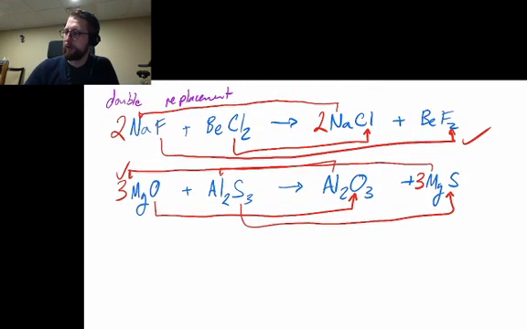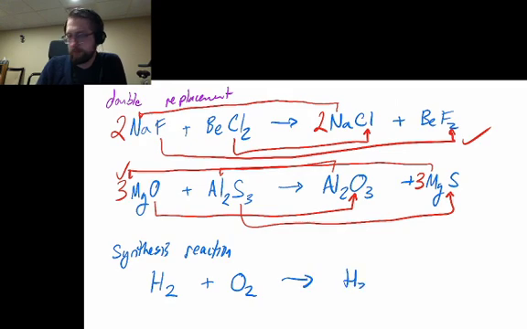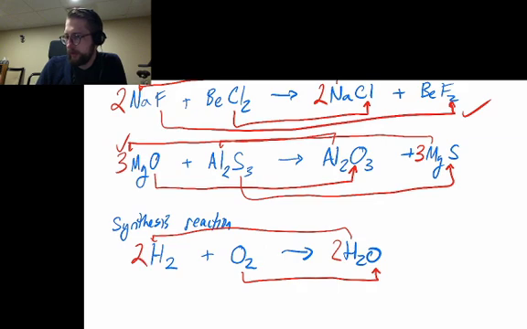Okay, double displacement. So the next one we would have done is maybe a synthesis reaction. So this is when two things come together to form one. Classic example is rocket fuel. And again, let's do some balancing. We've got an inequality here in the oxygen. There's 2 oxygens and 1 oxygen, so let's multiply by 2. This gives us 4, so let's multiply by 2, and then we're balanced.